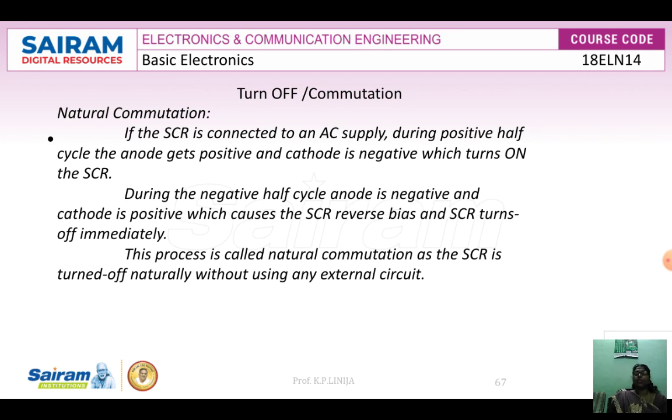So this type of process is called what? Natural commutation. Why is it natural commutation? In the sense that we are not using any external circuit to trigger it on or off. Based on the positive half cycle as well as the negative half cycle of the input, the silicon control rectifier is turned on and turned off. This is happening very naturally, so it is called natural commutation.